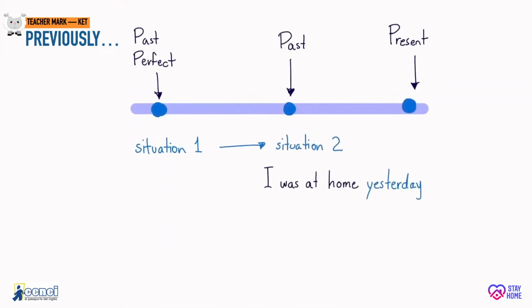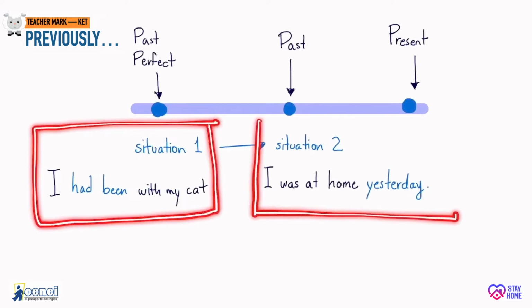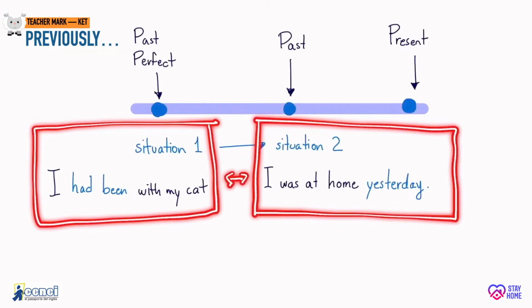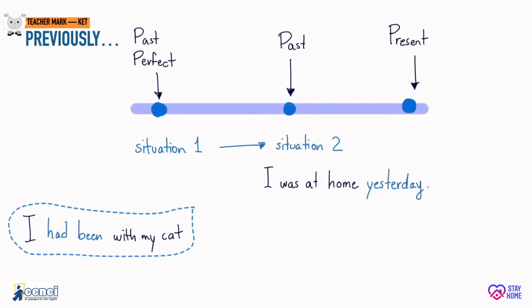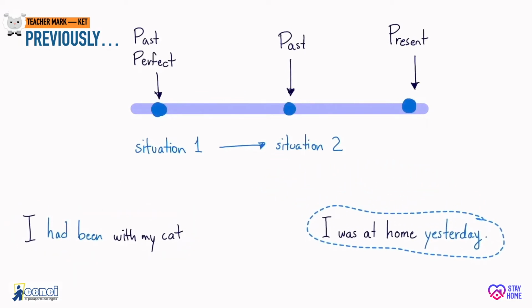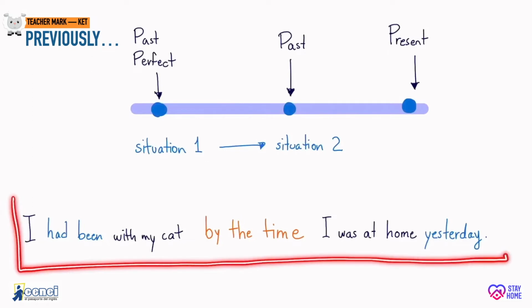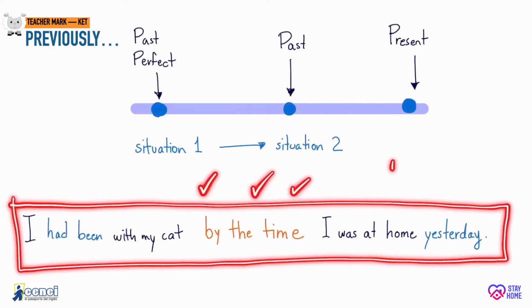Let's just get an example. For example, I was at home yesterday. This is in simple past. And in the other situation, I had been with my cat. So this happened before. We have two sentences. If I want to unite them, I can use some of the expressions that are for this tense to join. So I can say, I had been with my cat by the time I was at home yesterday. And that's it. I want you to pay attention to a brief example in a video that I just got for you.